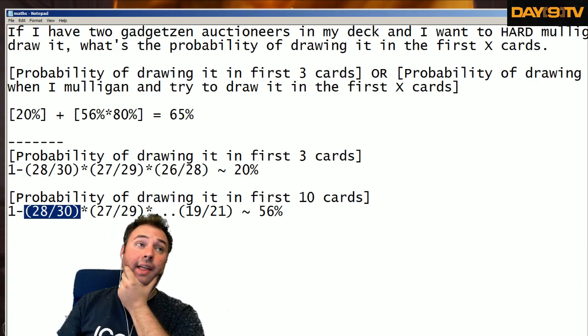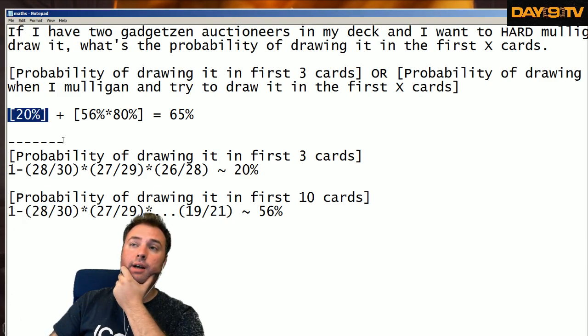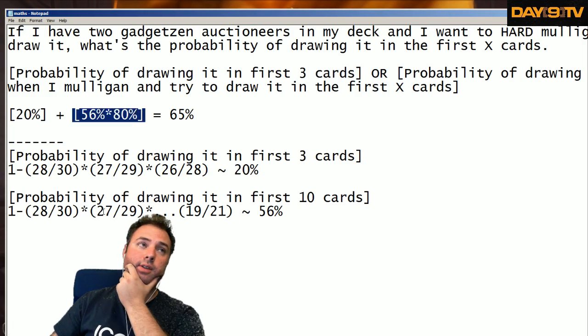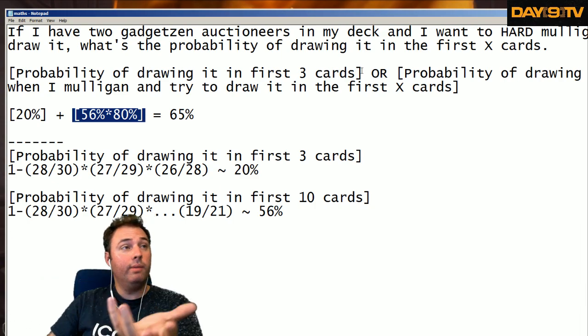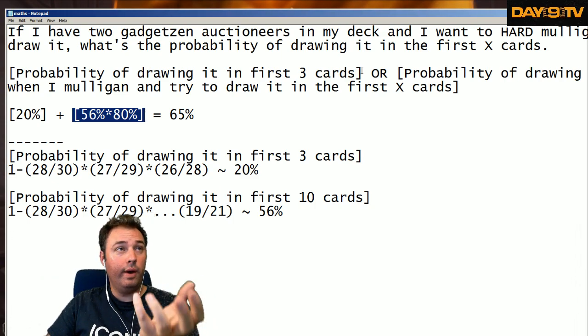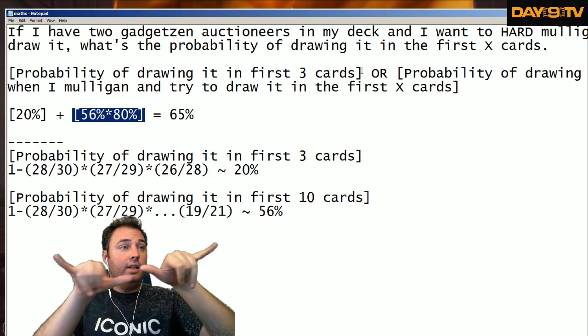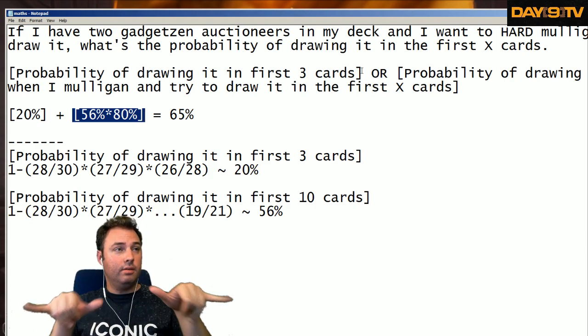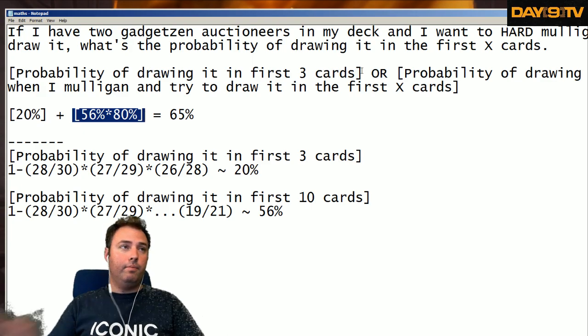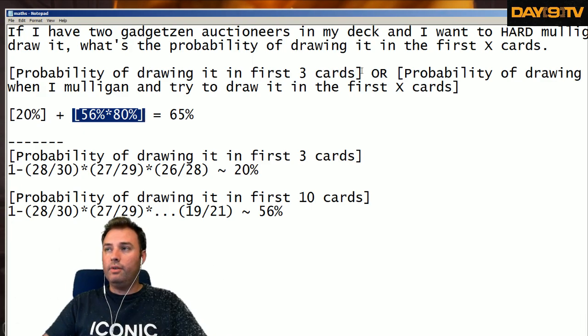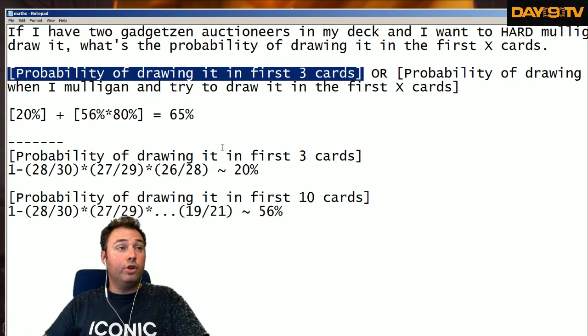How do I get to add them together? Because there is zero overlap between these probabilities and these probabilities. One of the most important ways to avoid double counting is to have completely separate partitions of the space. Probability of drawing it in the first 3 cards.